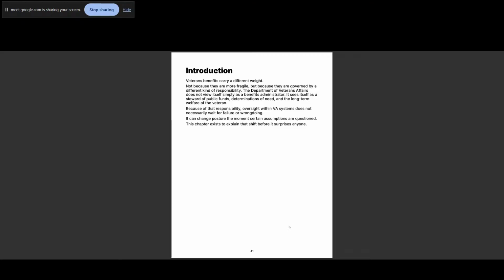Because of that responsibility, oversight within VA systems does not necessarily wait for failure or wrongdoing. It can change posture the moment certain assumptions are questioned. This chapter exists to explain that shift before it surprises anyone.